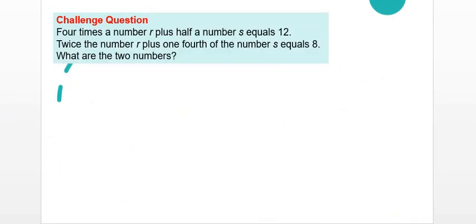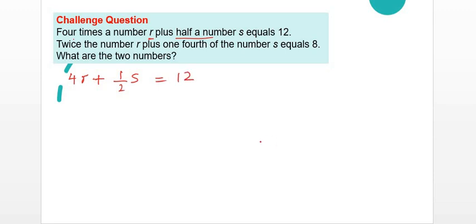Let's solve one more word problem and then I will end the video. It says 4 times a number r plus half a number s equals 12. So it's very clear that they want you to multiply r with 4. So it is going to be 4r plus half a number s. Now it's your choice. If you want to write half a number s, you can write it like this: 1 over 2s equals 12.